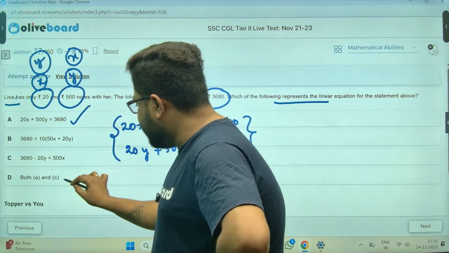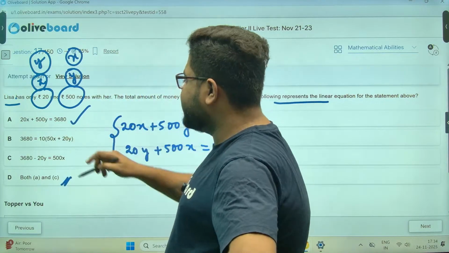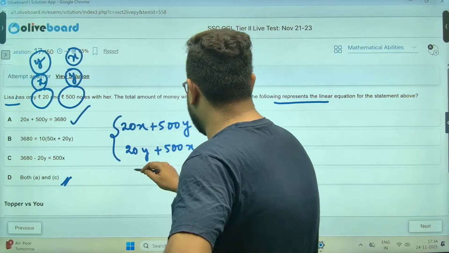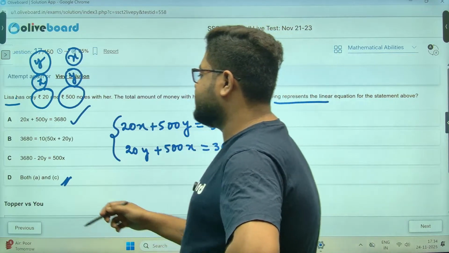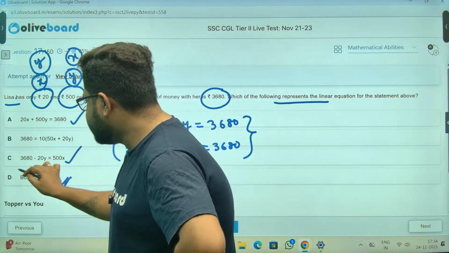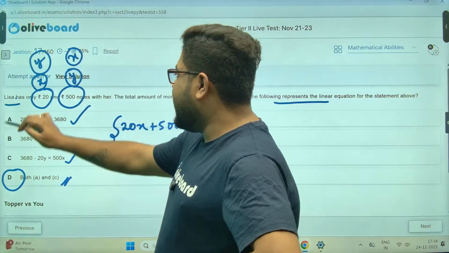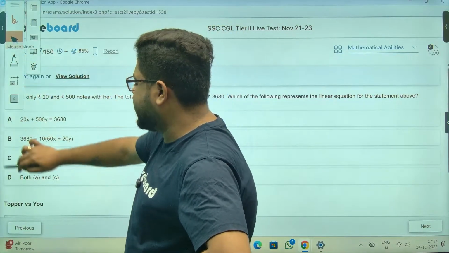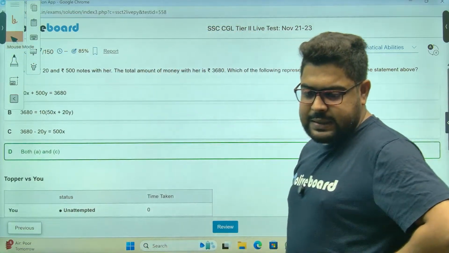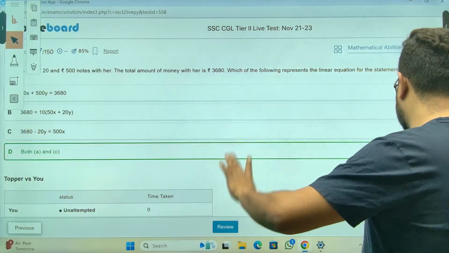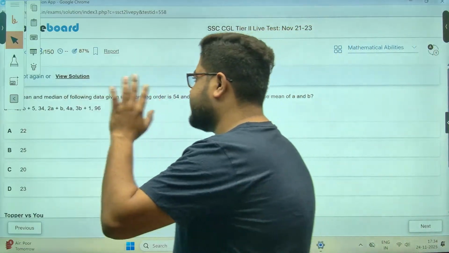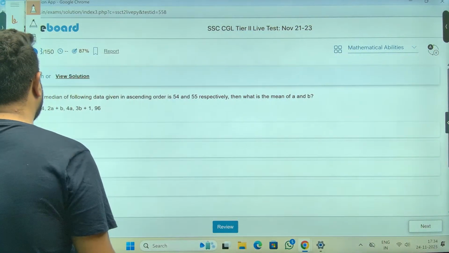Acha, whenever you see this option, check for the third. So this one, 20y ko is taraf if I take, yeah sir, this one is also correct. So answer will be option D, sir. I won't check anything else. Yahi mera answer. So always, whenever you see this type of option, give it a little bit of thought.